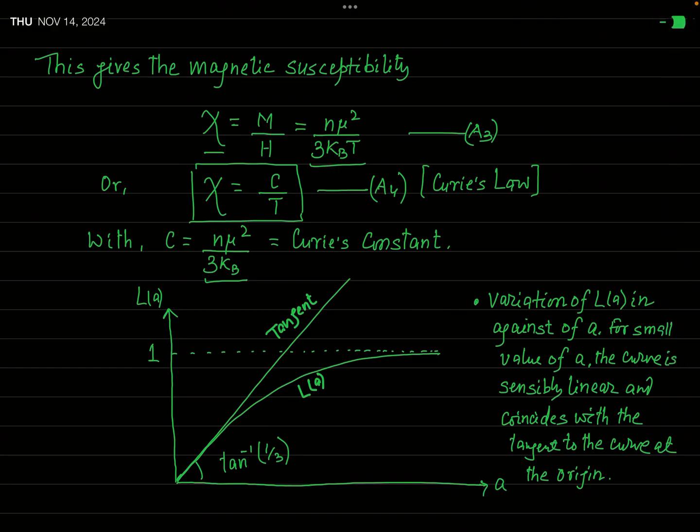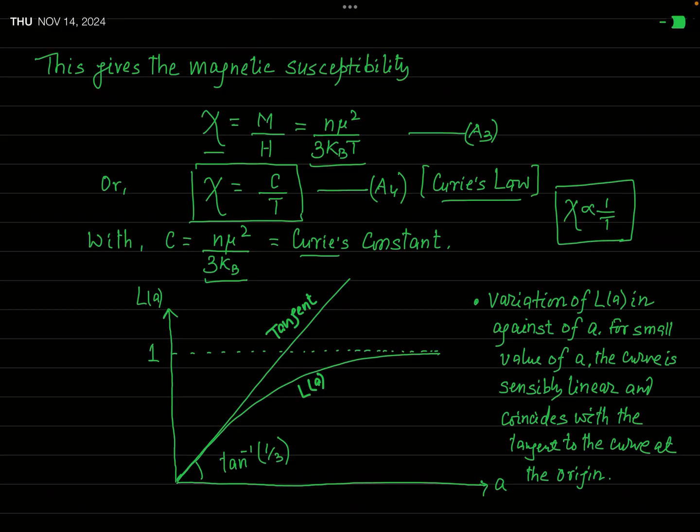C is equal to n mu square over 3 kb. Actually, this is known as Curie's constant, and this equation A4 is known as Curie's law. And so you can say that for a paramagnetic material, according to Curie's law, chi is inversely proportional to T. It means with rise in temperature, the magnetic susceptibility of a paramagnetic substance decreases.